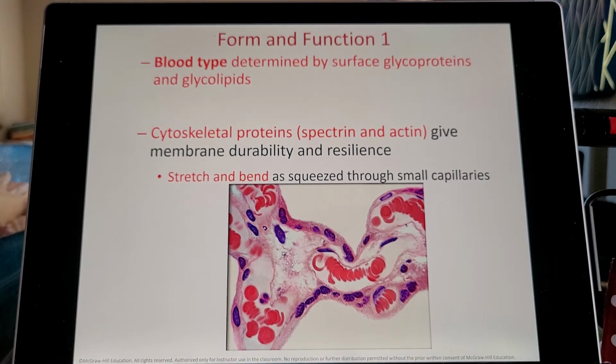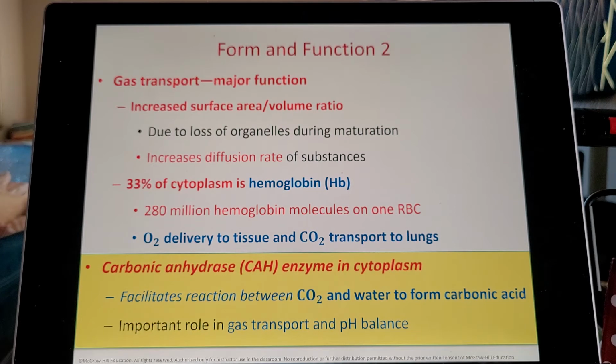But blood type, we're going to focus on the outside surface. Darn it, that's not there yet. Okay, we'll get to that.